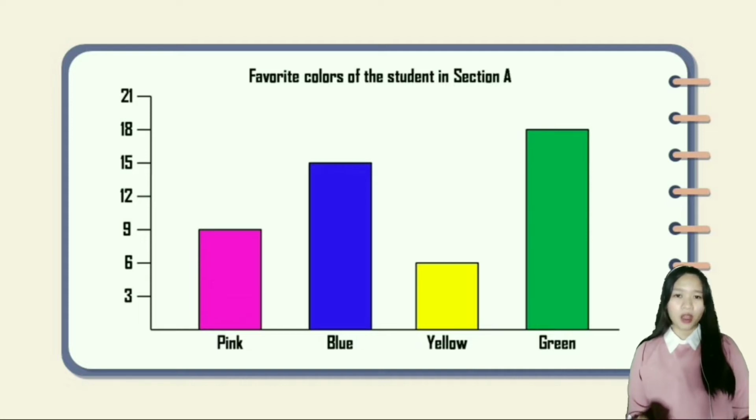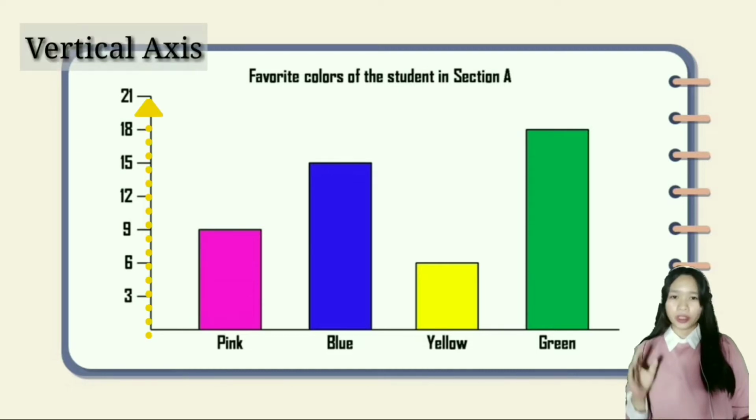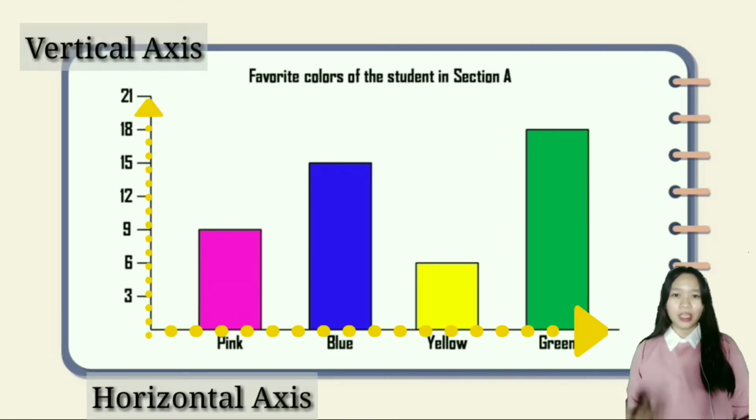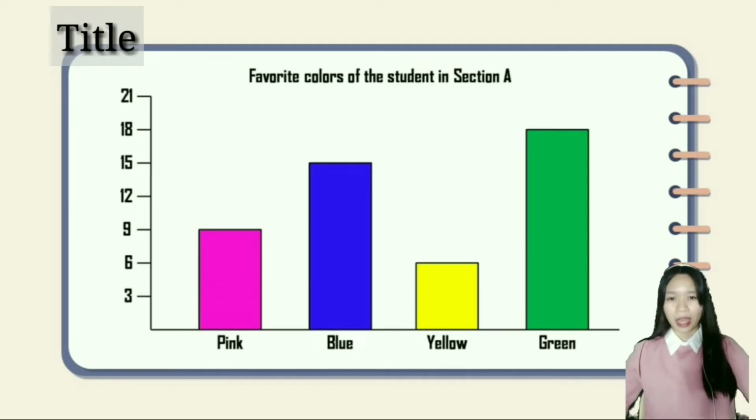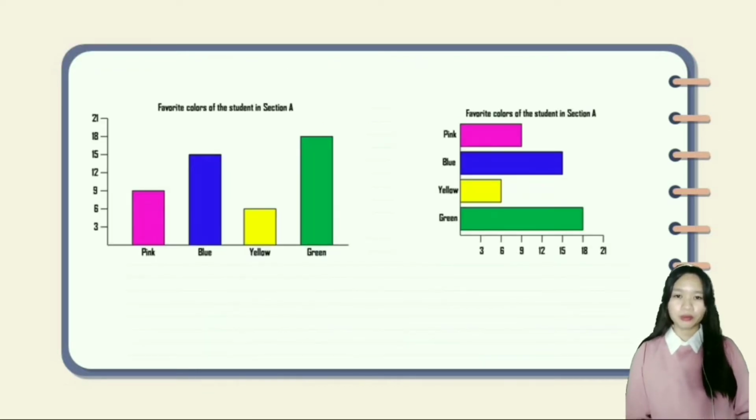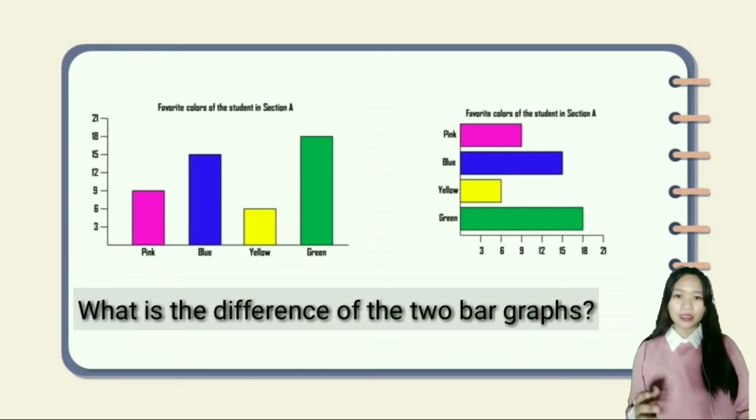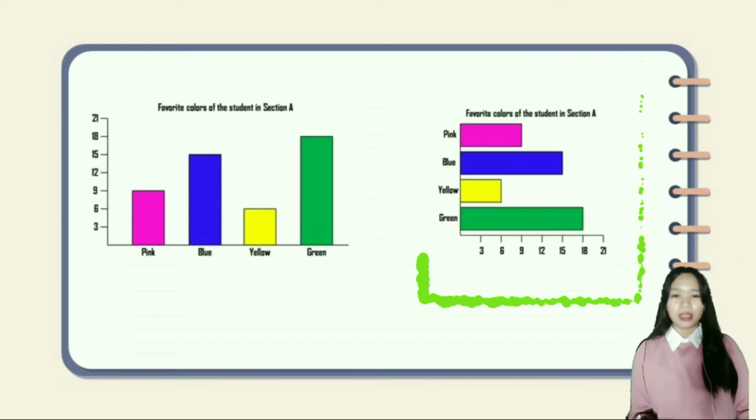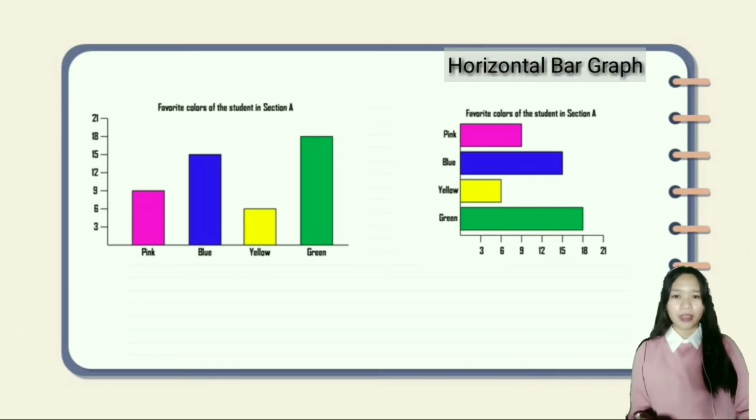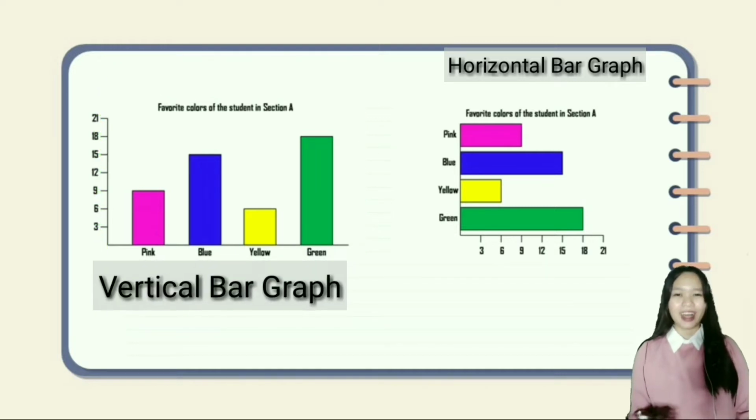Let us first discover what the parts of a bar graph are. The vertical and horizontal axes show the data we gathered, and the title shows us what the bar graph is about. Here are two bar graphs. Can you please point out the difference between the two bar graphs? Correct. The bar graph on the right side is horizontal, while the bar graph on the left side is vertical.